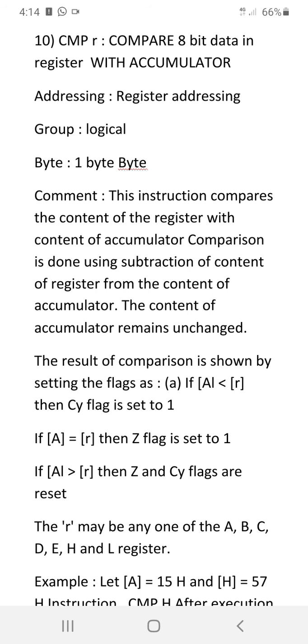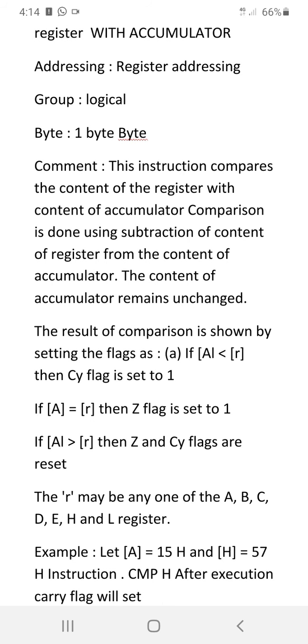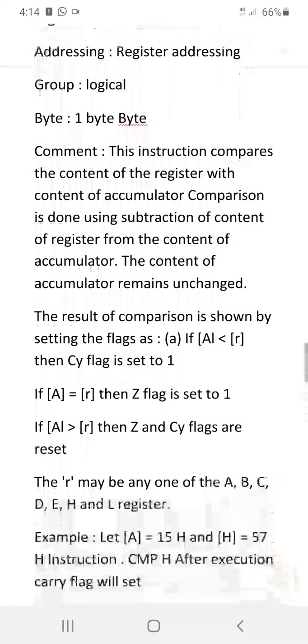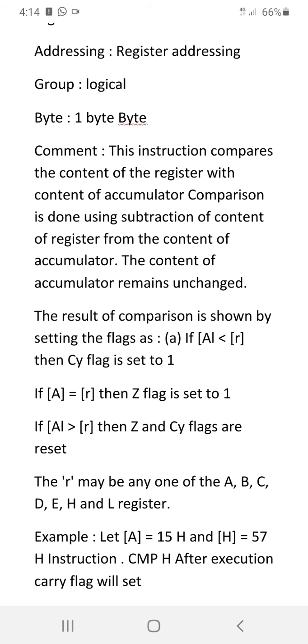Suppose the accumulator content is less than the comparing content, then the carry flag is set. If the accumulator content is equal to the given content, then the zero flag is set. And if the accumulator content is greater than the given content, then the zero and carry flags are both reset. That is, this instruction performs the work by subtracting the given data from the accumulator data, and it decides the setting of the carry flag and zero flag.